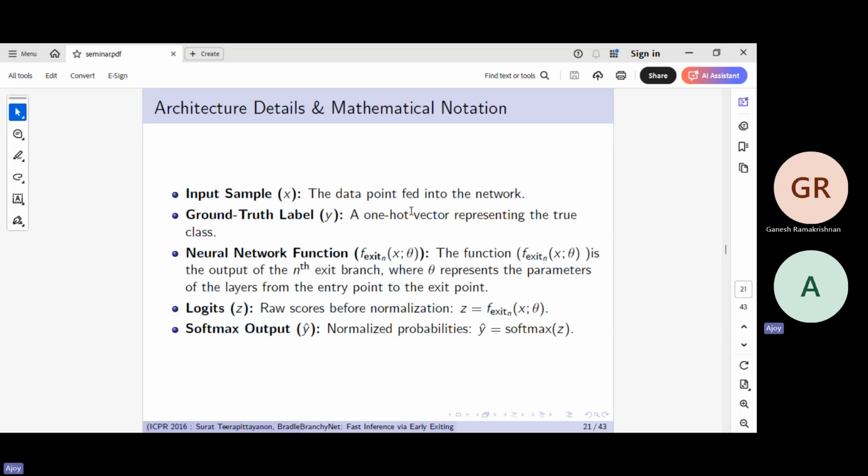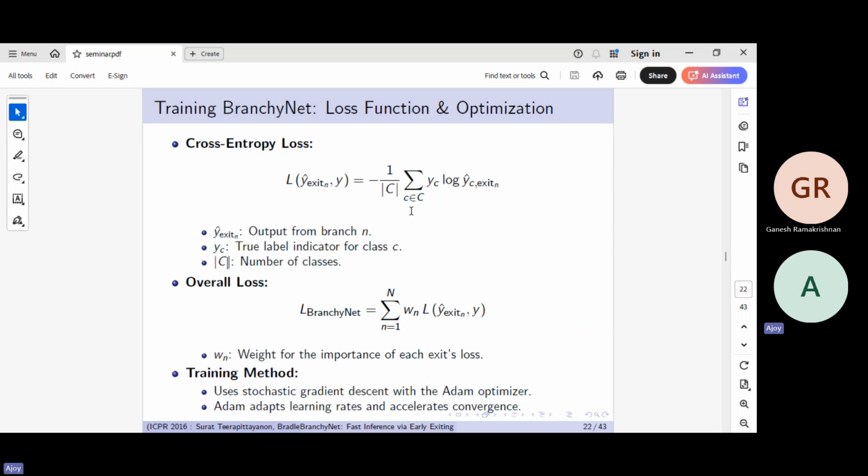And here the mathematical details are: X refers to the input sample, Y is the ground truth label, and F exit is the exit function, and Z is the output of F exit, which is the raw scores, and Y hat is the softmax of it. In this paper, they are using cross entropy loss, and they are taking the weighted sum of the cross entropy loss at each of the exit points and minimizing on it. For the training method, the paper suggested using stochastic gradient descent with the Adam optimizer.